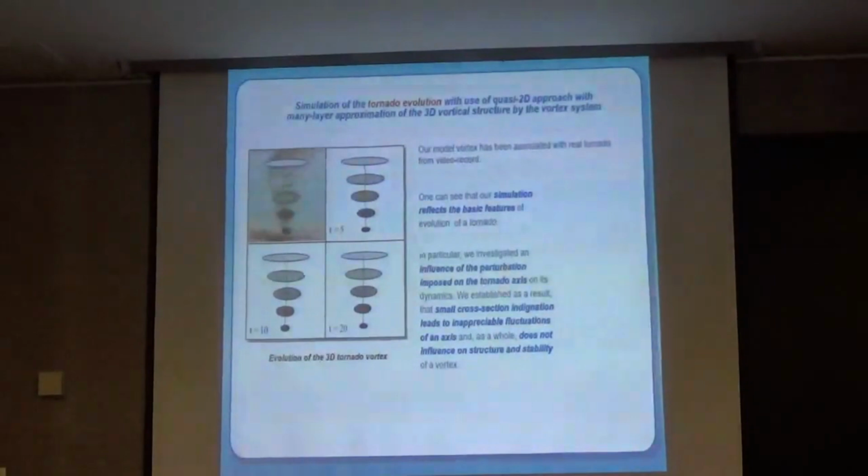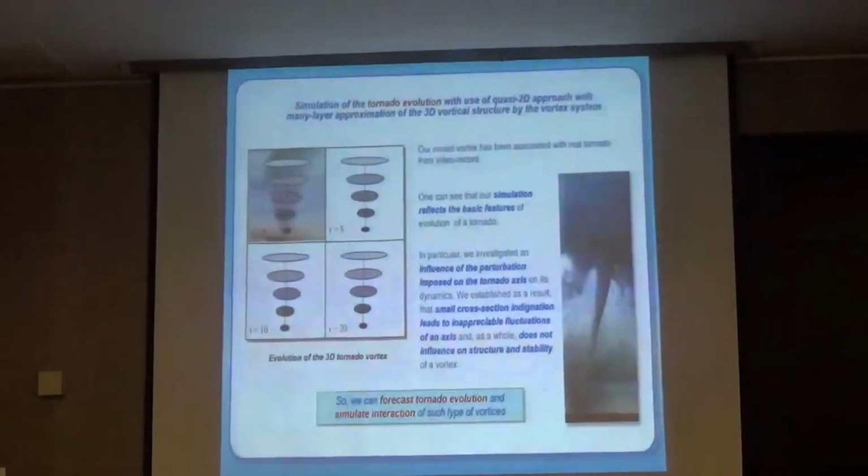In particular, we investigated the influence of the perturbation imposed on the tornado axis on its dynamics. We established, as a result, that small cross-section inclination leads to inappreciable fluctuations on an axis, and as a whole doesn't influence the structure and stability of a vortex. So we can forecast tornado evolution and simulate interaction of such type of vortices.